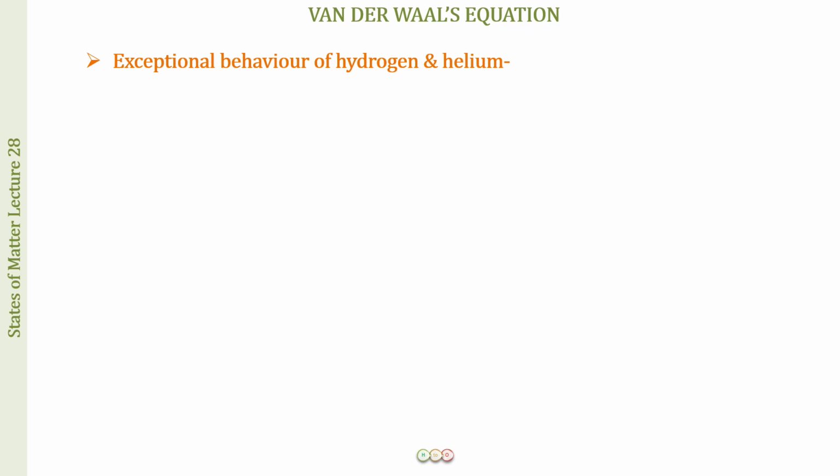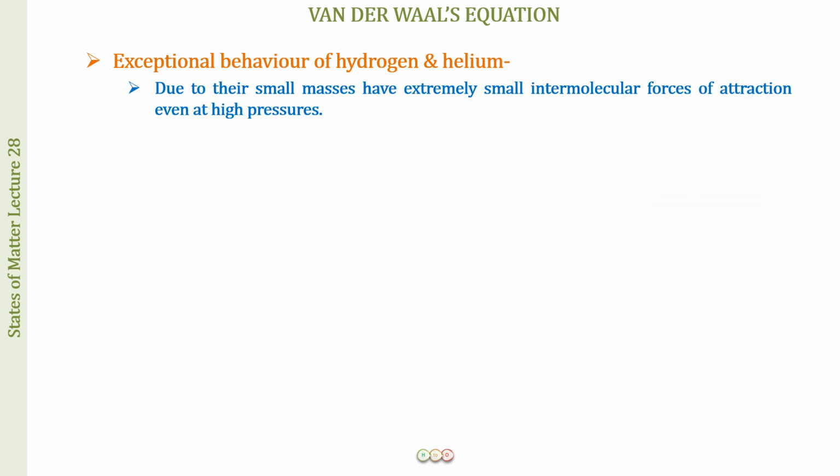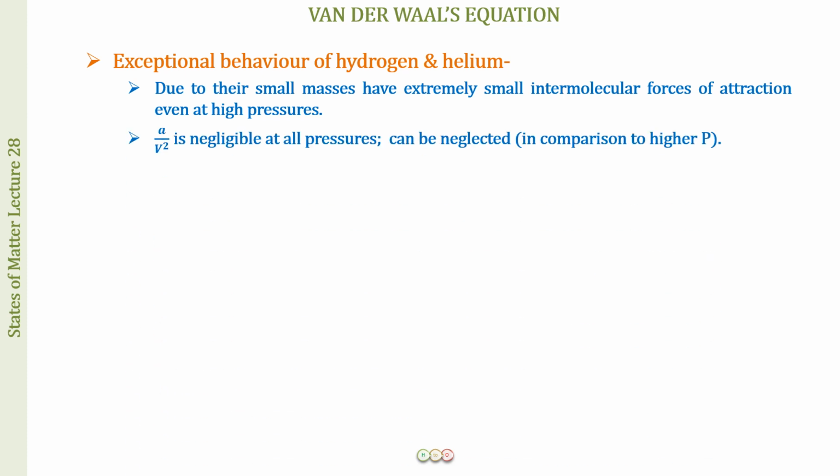Next, let us talk about the exceptional behavior of hydrogen and helium, which we studied in the last lecture. For hydrogen and helium, we studied that the value of Z is always greater than 1. Why? Well, hydrogen and helium have small masses, and because of this, they have extremely small intermolecular forces of attraction even at high pressures. So what we will be seeing is that the value of a by V square is going to be negligible at all pressures, and therefore this can be neglected in comparison to the pressure term. And the van der Waals equation, therefore, is going to become P into (V minus b) equal to RT at all pressures, right?